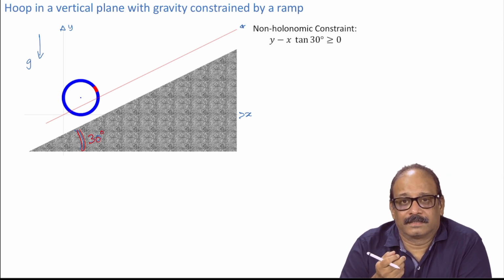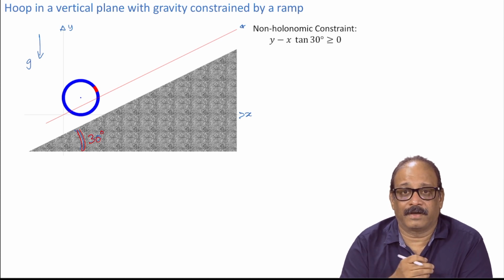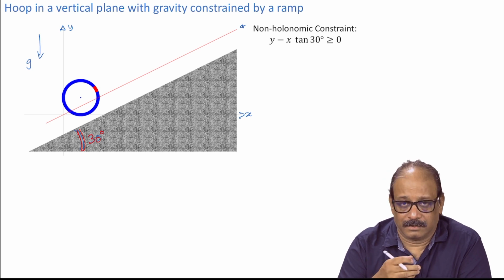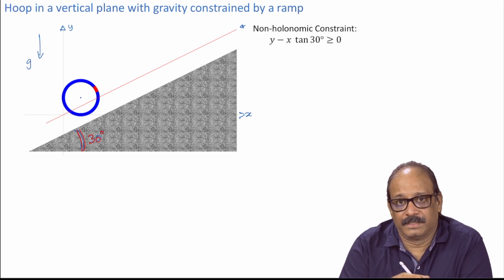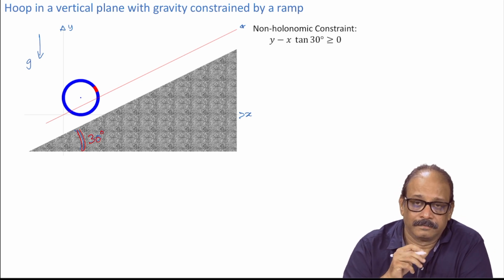What kind of constraint is this? It is of course independent of time, but it is non-holonomic and it is in the equation form, it is not in the Pfaffian form. There is very little use of this particular constraint to us in the problem solving.